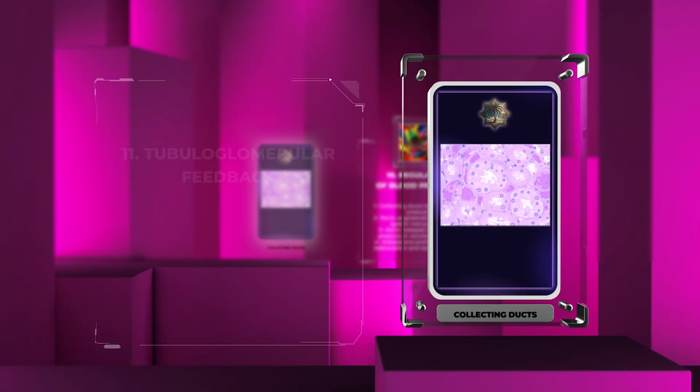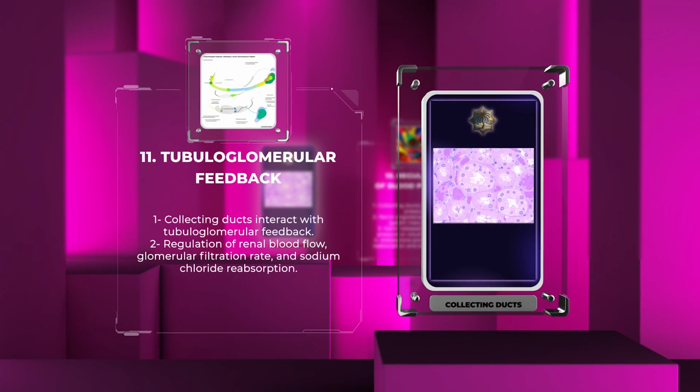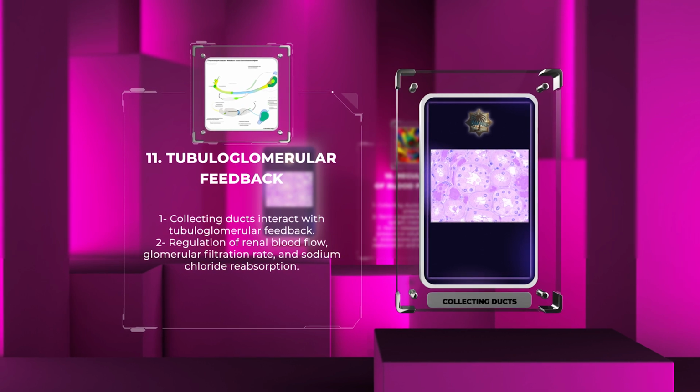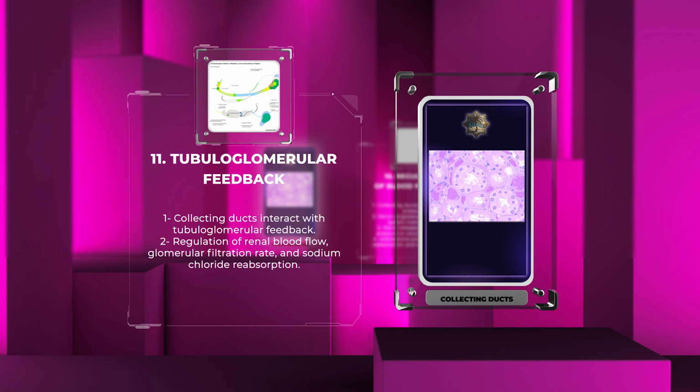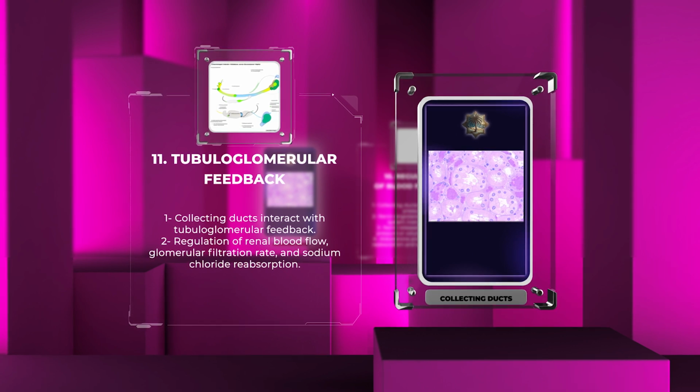In the section on tubuloglomerular feedback, we will explore how these renal structures interact and the role of tubuloglomerular feedback in regulating renal blood flow, glomerular filtration rate, and sodium chloride reabsorption.